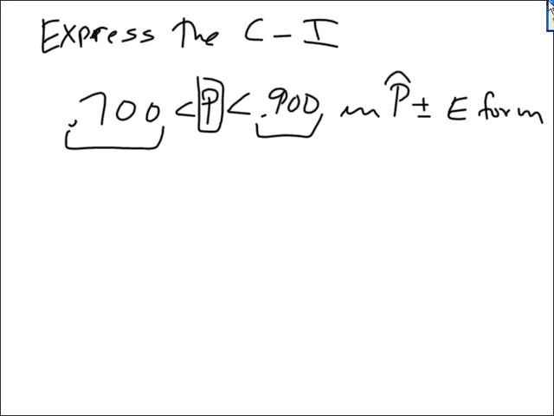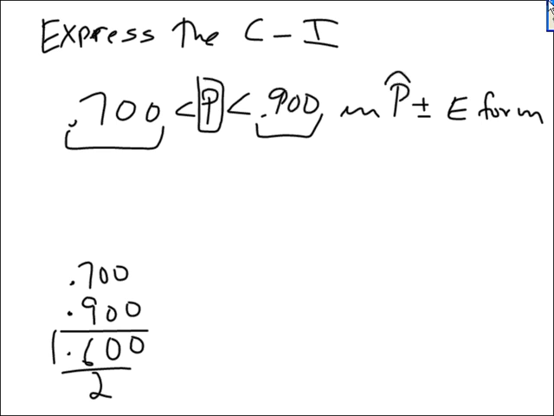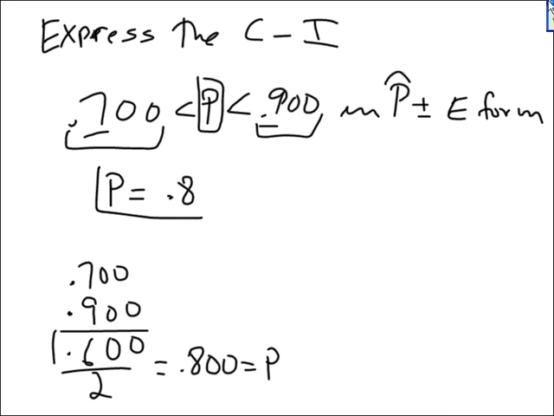Now there's two ways of doing it. You can add up the two numbers, and then divide by 2. When you divide this by 2, you get 0.800. And that's what p hat is. Or you can be slick. 0.7, 0.9. What's in between 7 and 9? 8. So p hat is 0.8. Okay, add up the two numbers, divide by 2, or figure it out in your head. Now we know what p hat is.